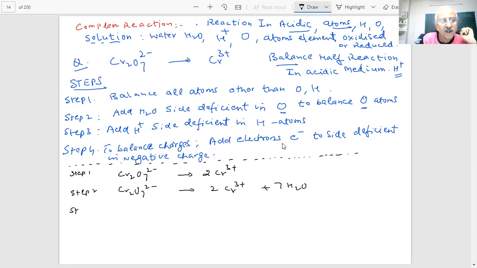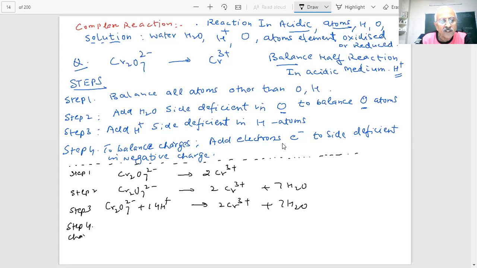Step 3. How many hydrogen here? 14 hydrogen. So to balance the hydrogen, what do we do? Add 14 H plus on the left side. What do you get? 2 chromium 3 plus and 7 H2O. Let us check all the atoms are balanced. 2 chromium, 2 chromium. 7 oxygen, 7 oxygen. 14 hydrogen, 14. Step 4, charges.